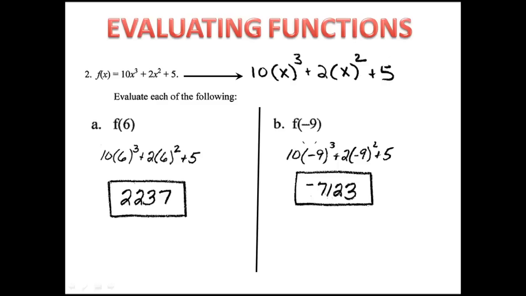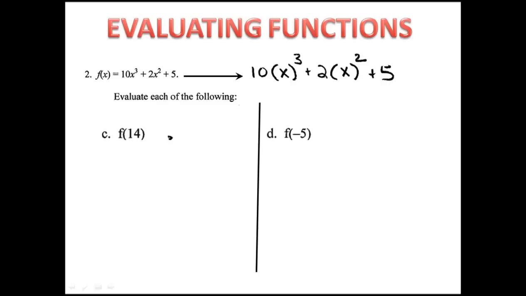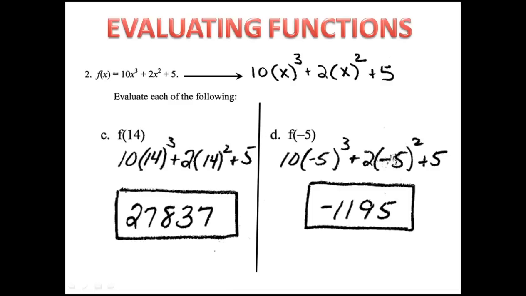There's a couple more examples here, C and D. I'd like for you to pause the video here, drop those numbers into the machine, see what the output is when you put these numbers in. Please pause the video here and come back to check your answer when you're done. Let's see how you did. When I put a 14 into the machine, I got 27,837. When I put a negative 5 into the machine, I got negative 1,195.